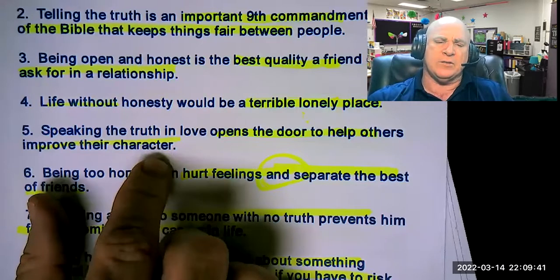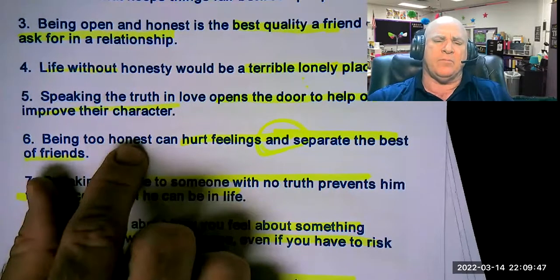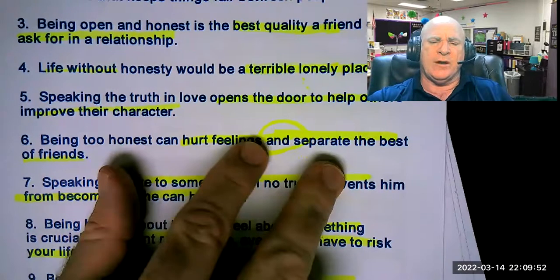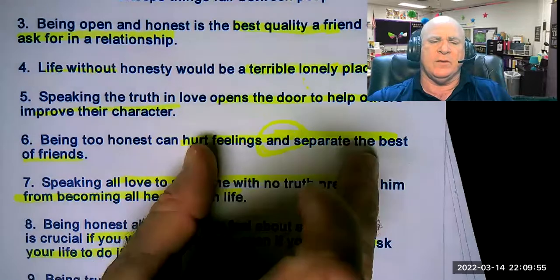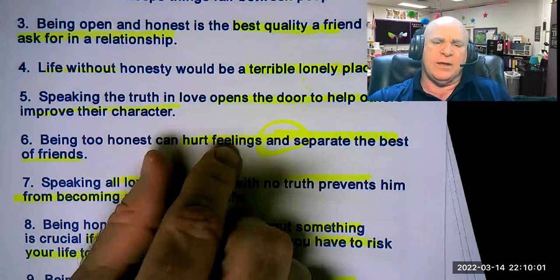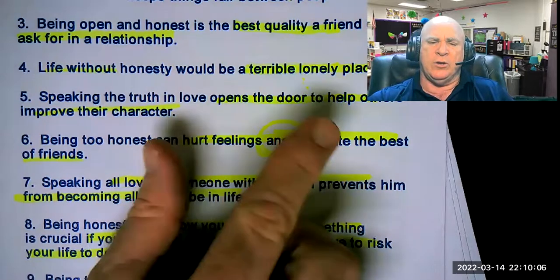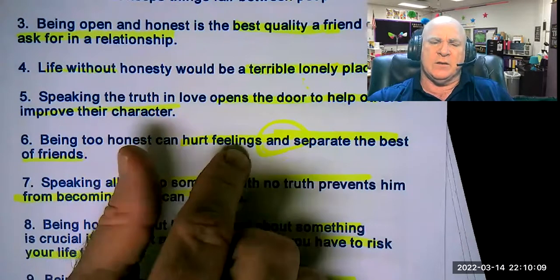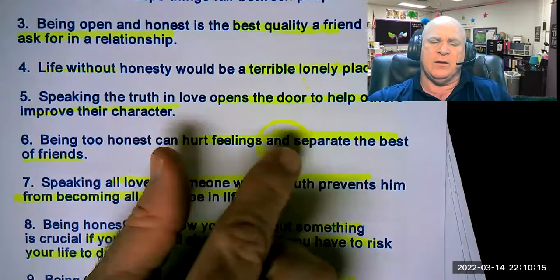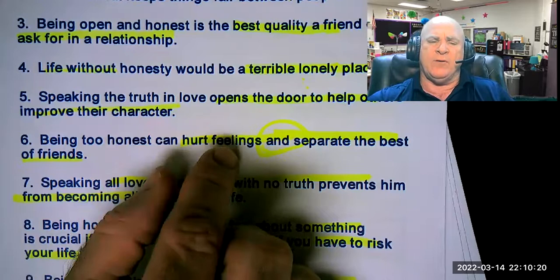Being too honest, going the opposite direction, can hurt feelings and separate the best of friends. Since you have two ideas here, you're going to have to make sure that you discuss how, in the first body paragraph, feelings do get hurt, and as a result, it separates. So if this is the shirt, then you want a belt that connects the cause and effect relationship of when you're too honest and say things that hurt people's feelings, it can end friendships. And you'd have to tell me why you feel that happens.